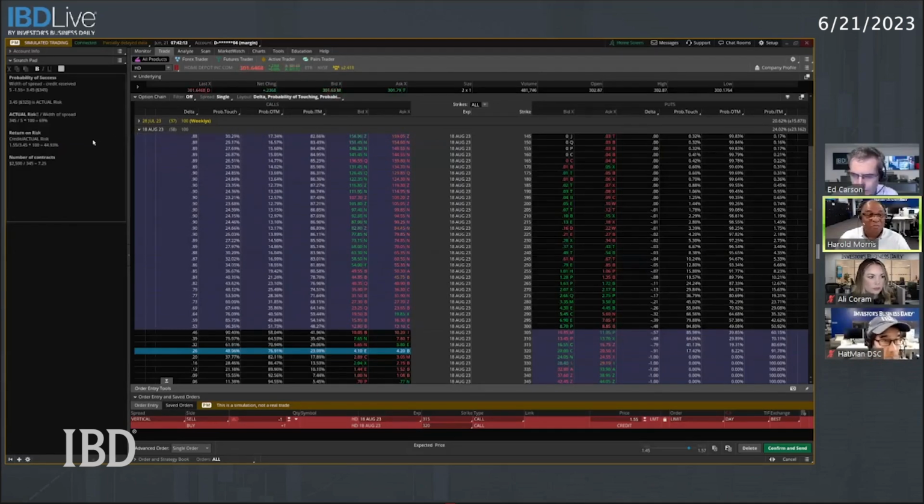Now, based on that, how many contracts are we going to buy? We determine based on our portfolio size and our level of risk that we're going to put $2,500 into this trade. So we take our $2,500 divided by our actual risk. That's going to give us 7.25, or 7 contracts. So I'm going to change my totals here to 7.